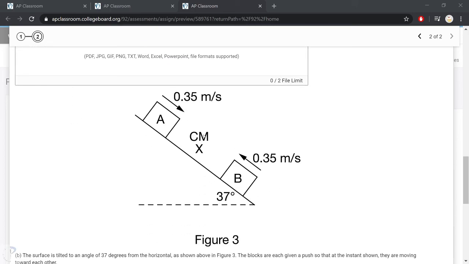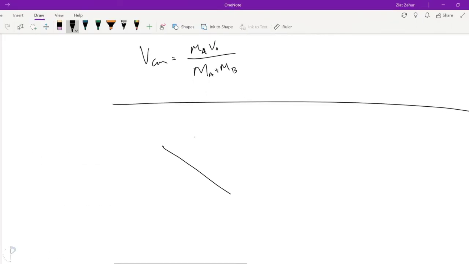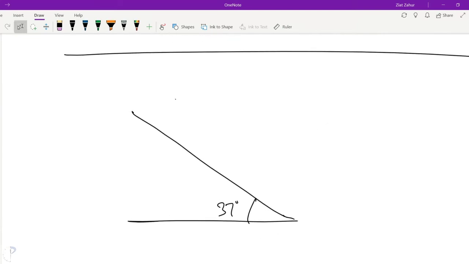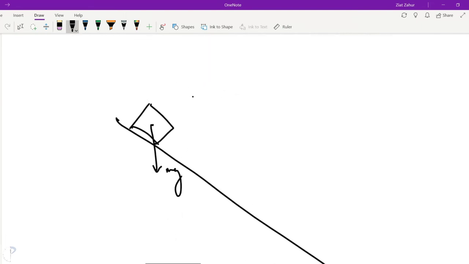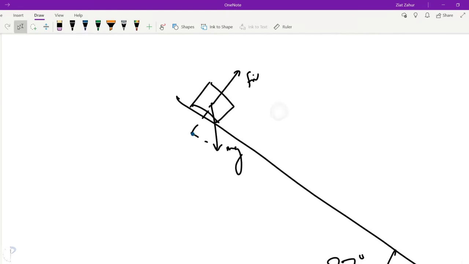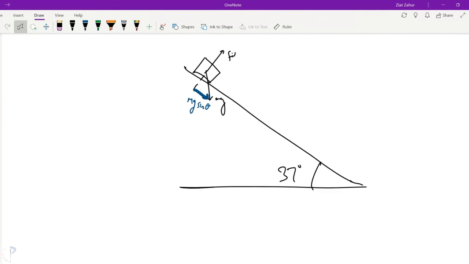Oh, now it's different. Whoa, we have an incline now. What's different about inclines? Well, with an incline, we now have gravity. The angle is 37 degrees, which is about 60%. Now mg is down, of course, and the normal force is up. The vector component that is accelerating the object is mg sine theta. Similarly, for the other object, it is also downwards.